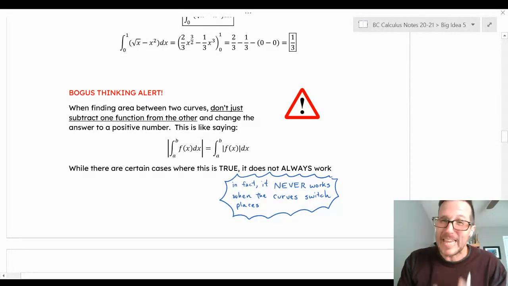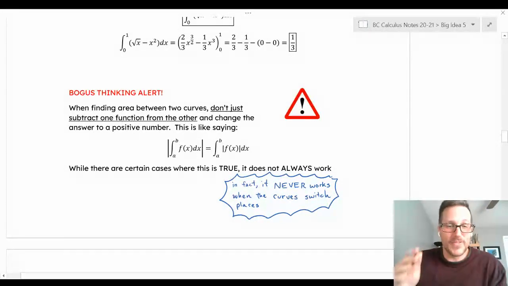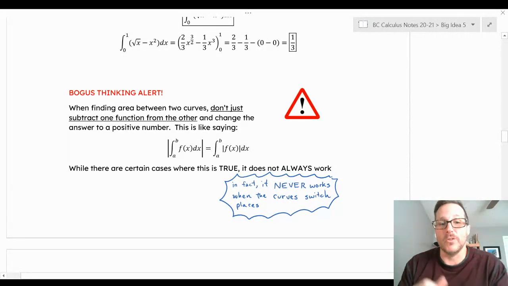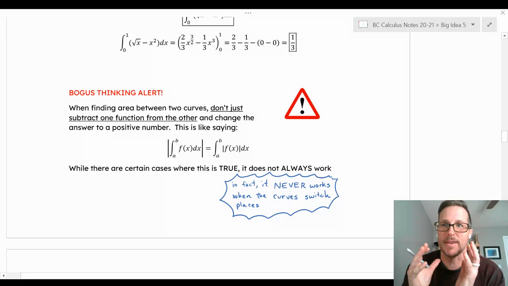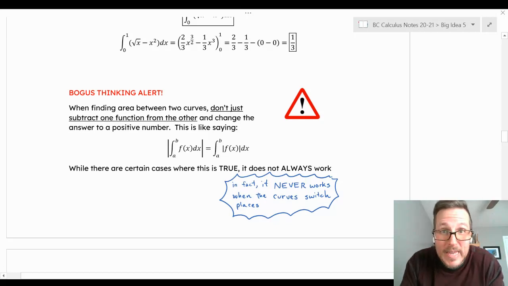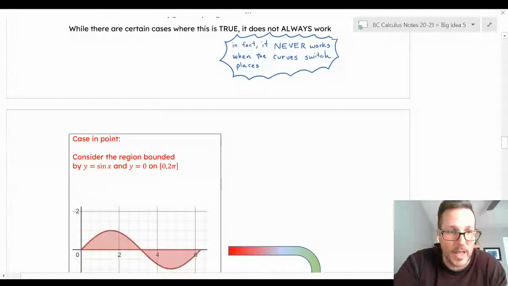That's not a good place to be in, okay? That's like saying the absolute value of the definite integral is equal to the definite integral of the absolute value. We talked at length about how that is not a good place to be in. In fact, I'll even show you again why it doesn't work that way.